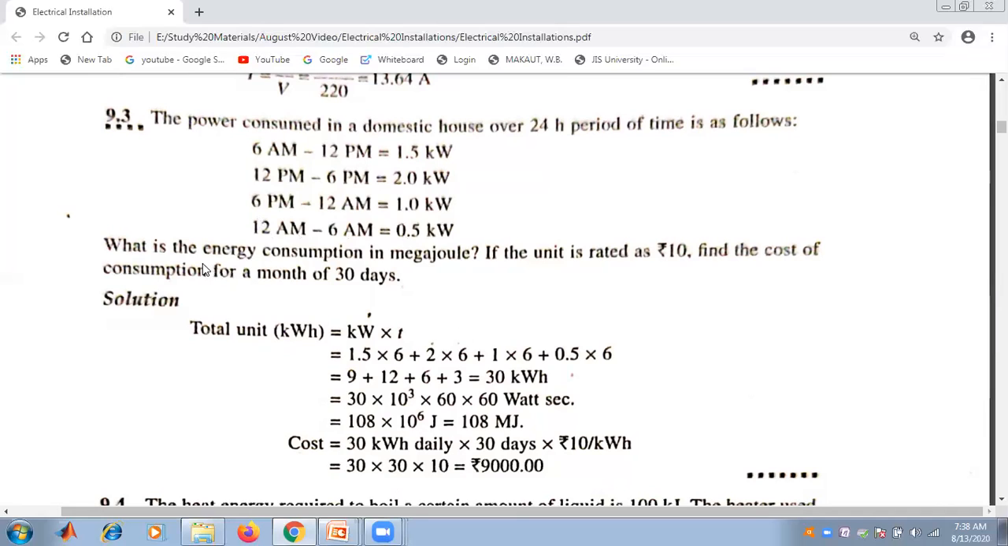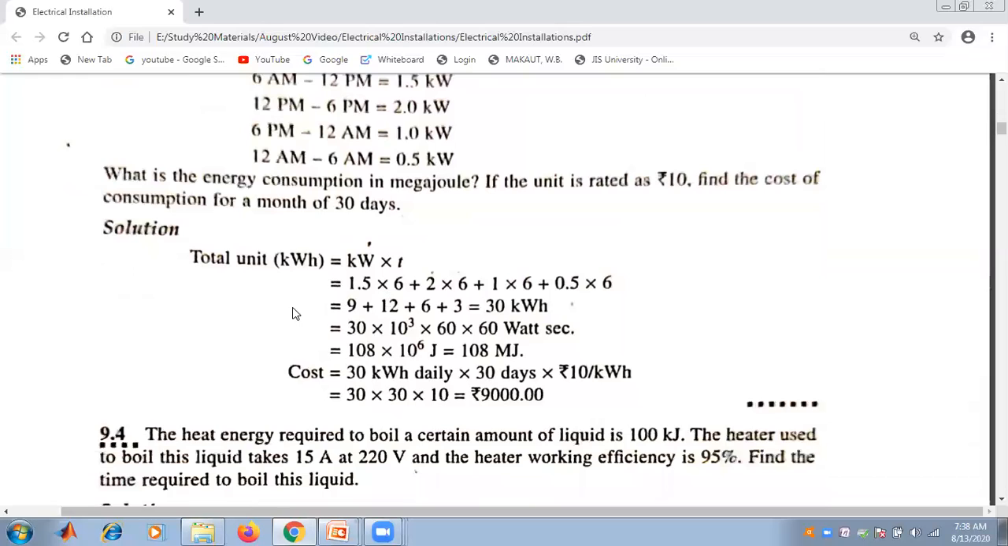We have to find the energy consumption in megajoule. If the unit is rated at rupees 10, find the cost of consumption for a month of 30 days. So first, the total unit consumed is given in kilowatt hour, that is kilowatt into hour.